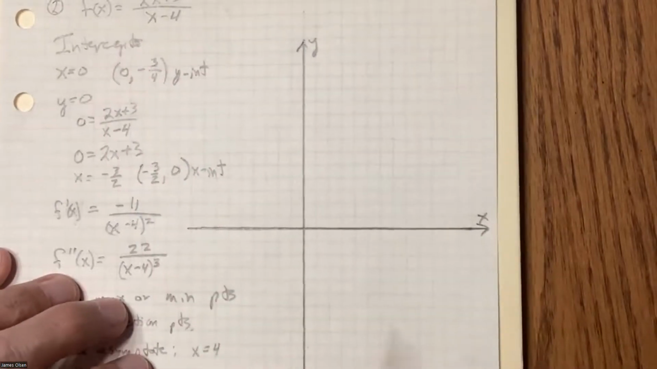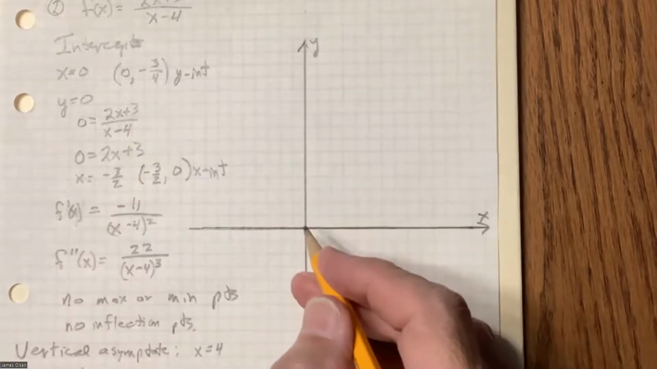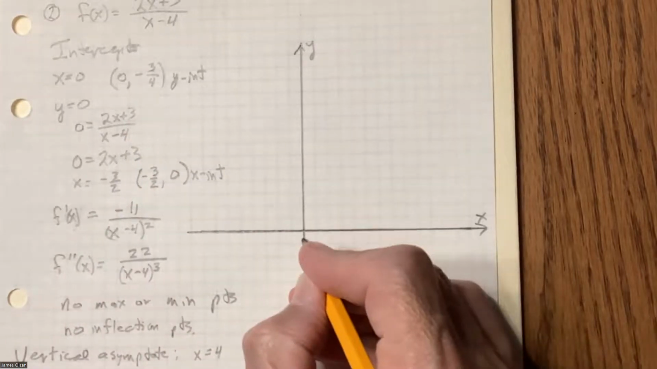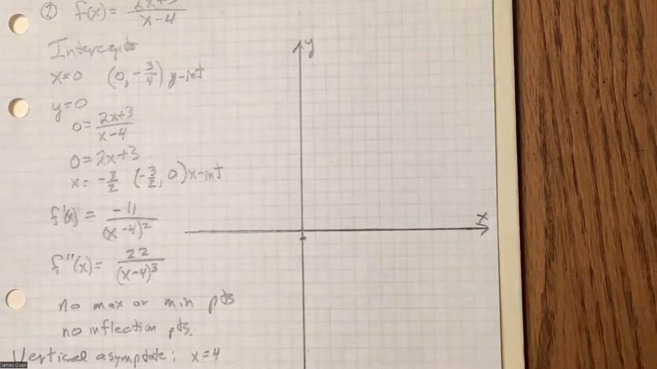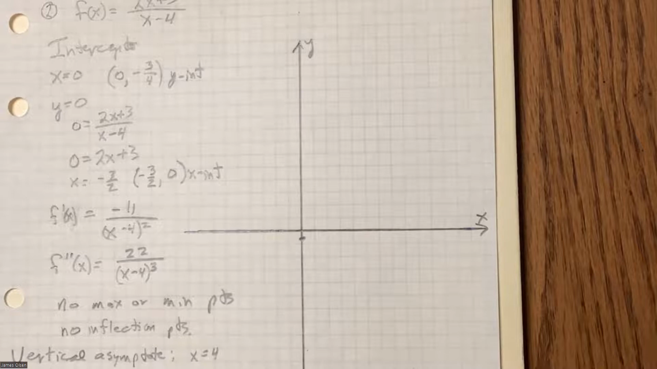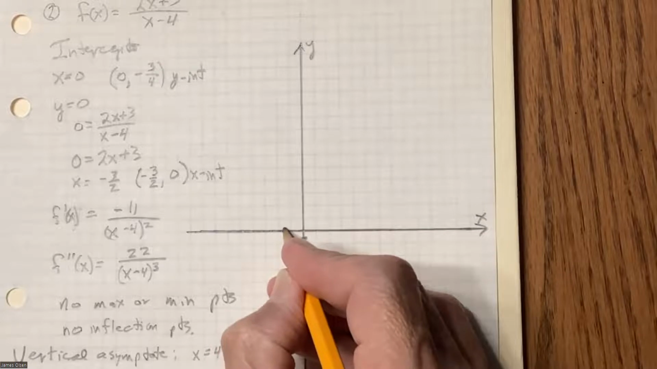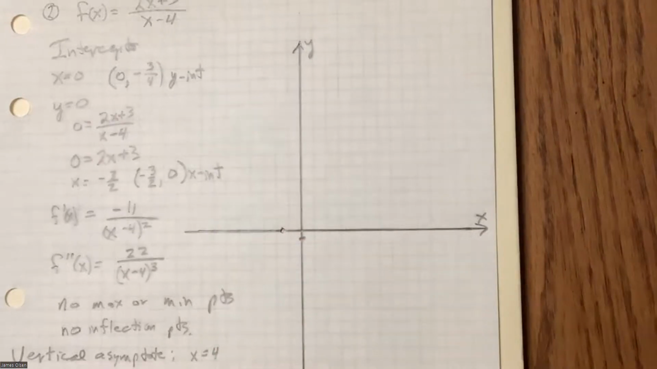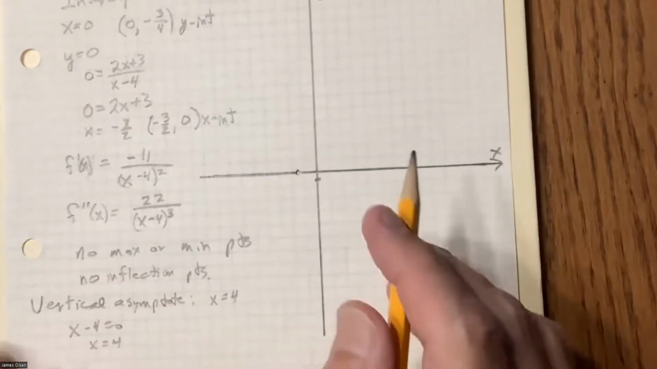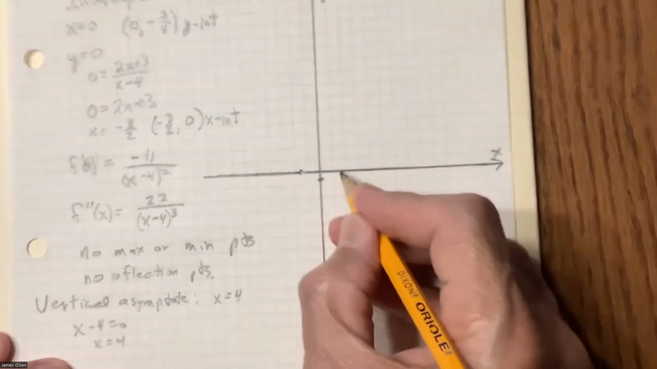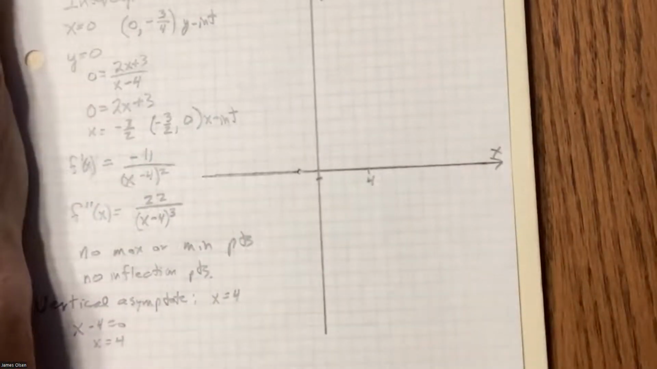Okay, so the y-intercept is here at -3/4, not quite -1. The x-intercept is -1.5. Here's -1, here's -1.5. I have a vertical asymptote at x equals 4. 1, 2, 3, 4. So I'm going to put a dotted line there.